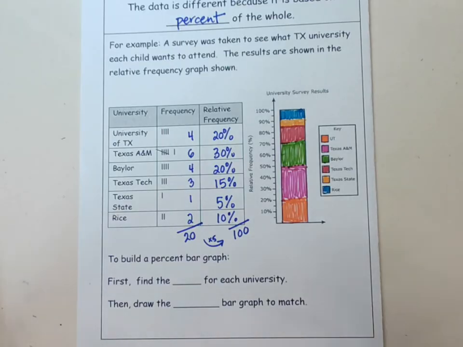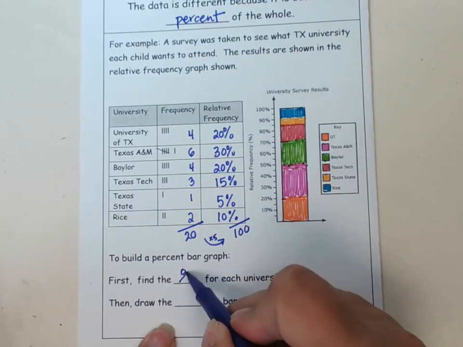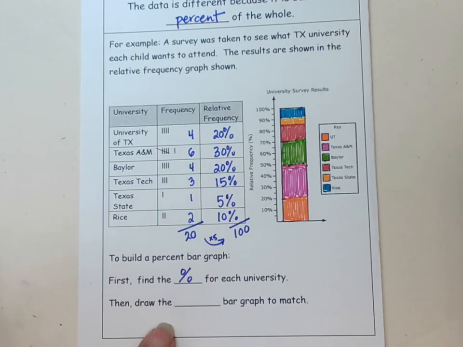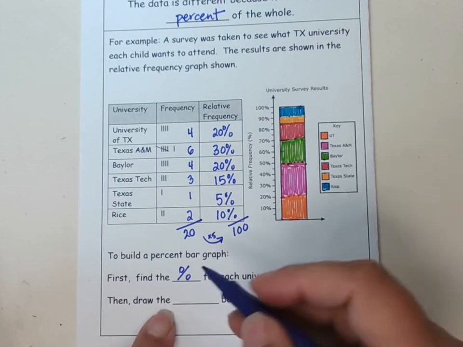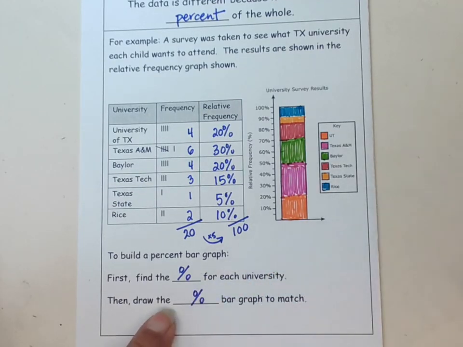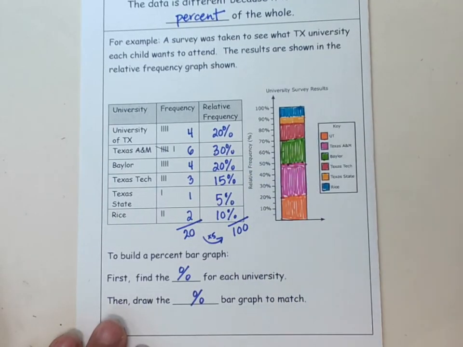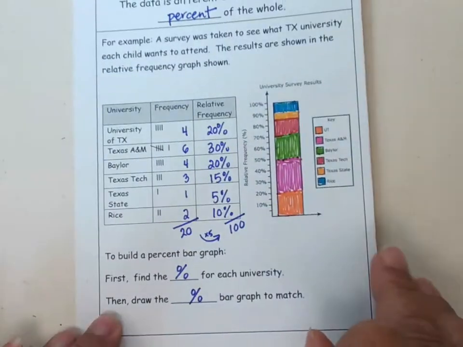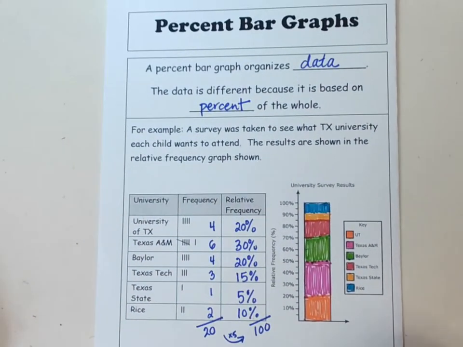Okay, so how do you build it? Let's go backwards. First, we find the percent for each university, and then we draw the percent bar graph to match. Okay, so we're literally matching percent with percent. All right, and that is it for percent bar graph. If you have any questions, ask your teacher.